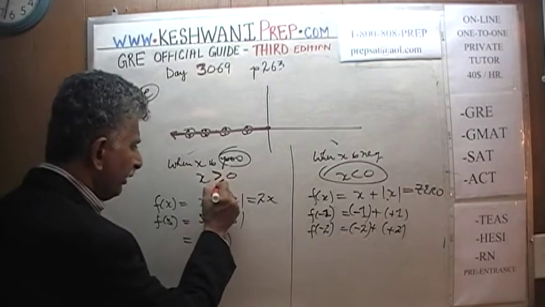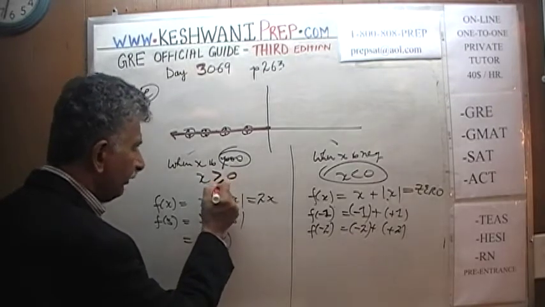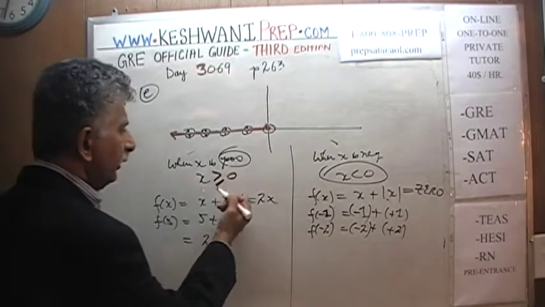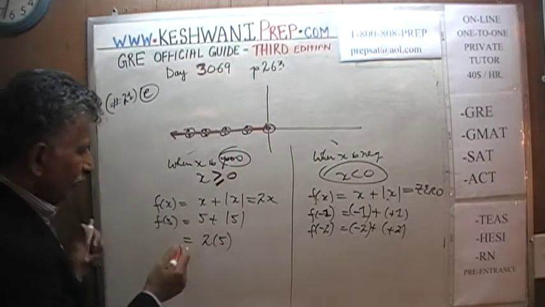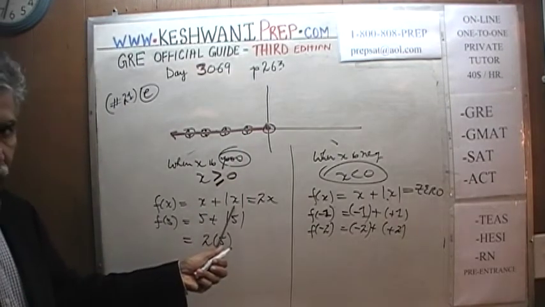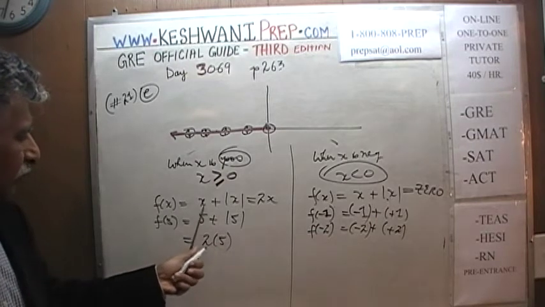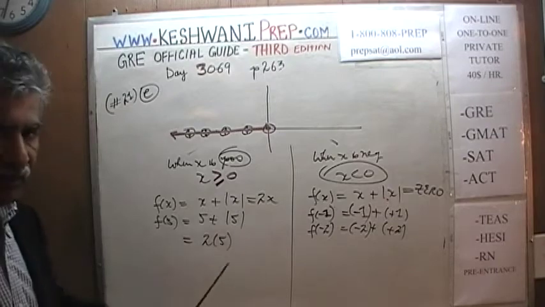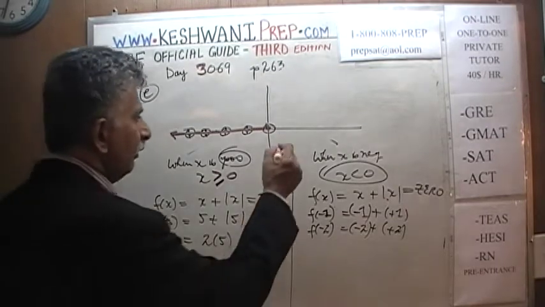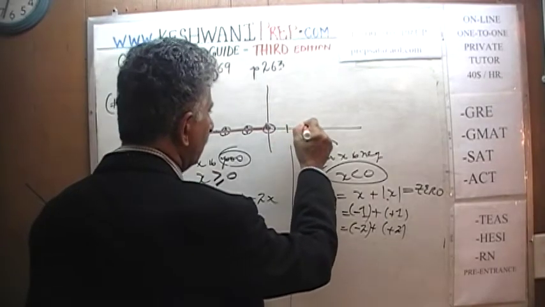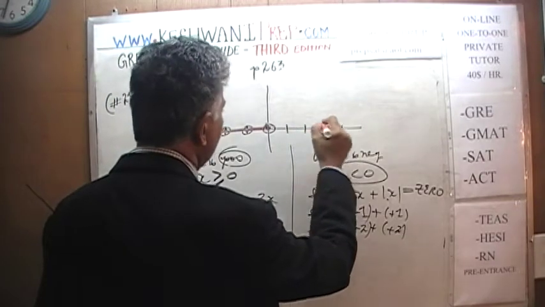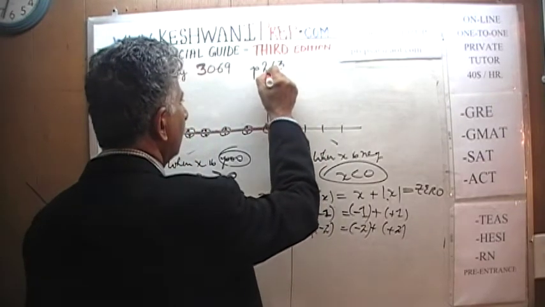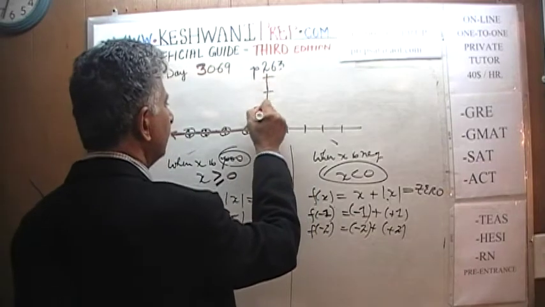If x is greater than or equal to 0, well, when x is equal to 0, y is 0 right there. What happens when x is 1? When x is 1, 1 plus the absolute value of 1 is going to be 2. When x is 2, 2 plus the absolute value of 2 is going to be 4. When x is 5, 5 plus the absolute value of 5 is going to be 10. It's 2 times the amount. So here we go, 1, 2, 3, 4, and 2, 4, 6.